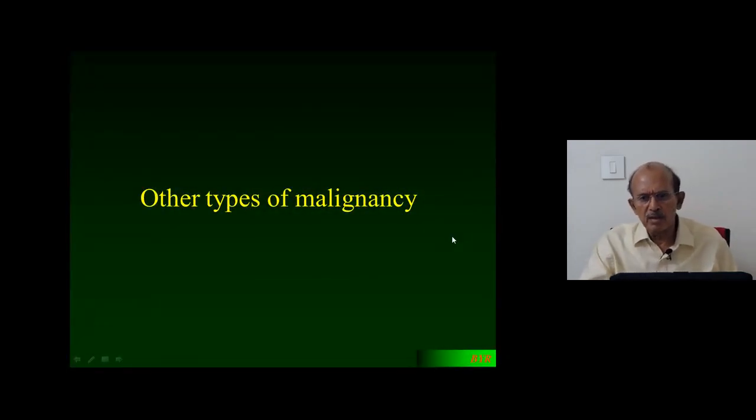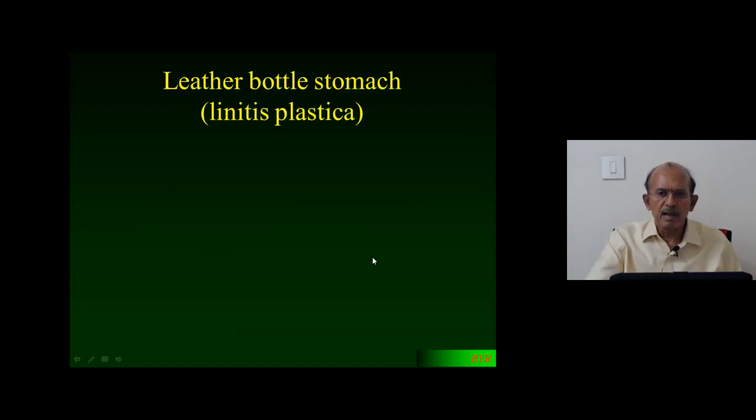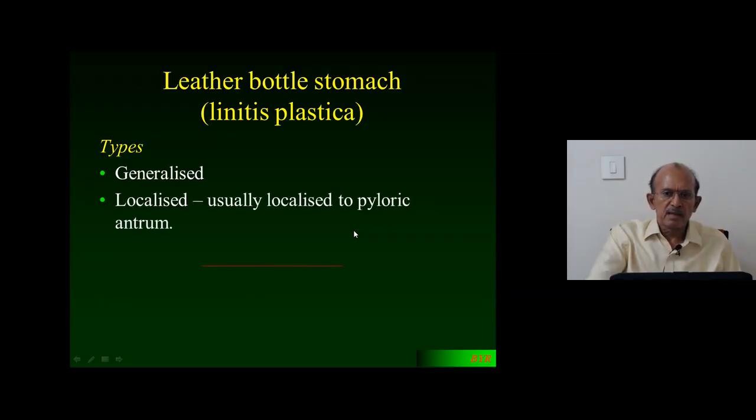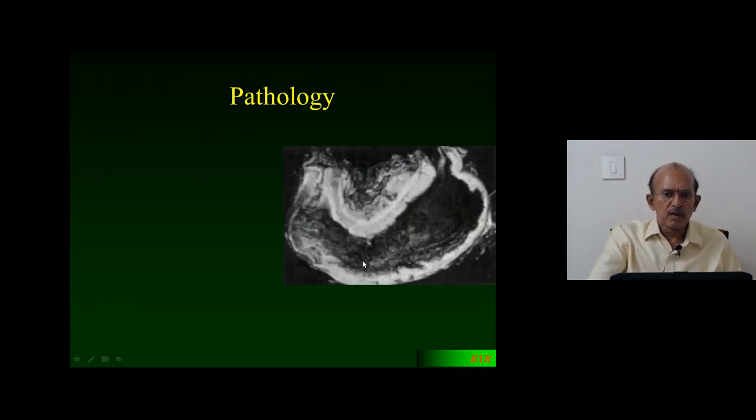So that is about the carcinoma of the stomach. Then other types of malignant tumors. Leather bottle stomach, also called linitis plastica. Types: generalized and localized. Localized is usually in the pyloro-antrum. So you can see here the tumor. The tumor infiltrates in the wall of the stomach. Mucosa is absolutely normal, but there will be great thickening of the stomach wall. So this is called the infiltrative type.